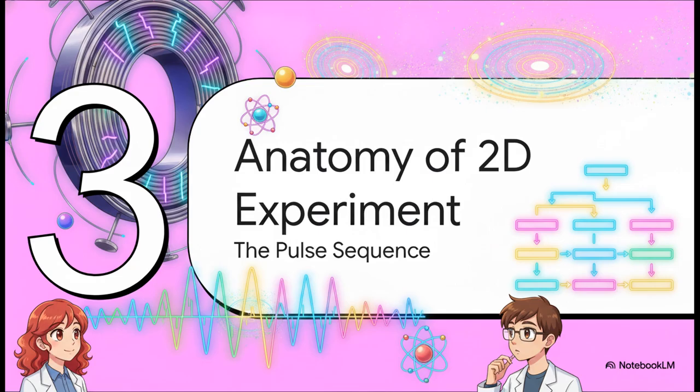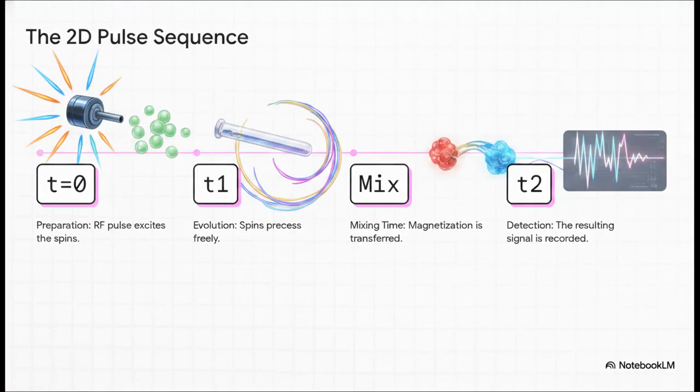Let's get into the physical chemistry in Section 3, Anatomy of a 2D Experiment, focusing on the pulse sequence. Every single 2D NMR experiment follows a very specific four-stage chronology. First up is preparation, where the sample gets hit with a radiofrequency pulse just to excite the nuclear spins. Second is evolution, or t1. This is where the spins are allowed to precess freely, and the magnetization is labeled with the chemical shift of the first nucleus. Third is the mixing time. This is the magic window where magnetization is actually transferred from that first nucleus to a second one. And finally, we have detection, or t2, where we continuously record the resulting signal.